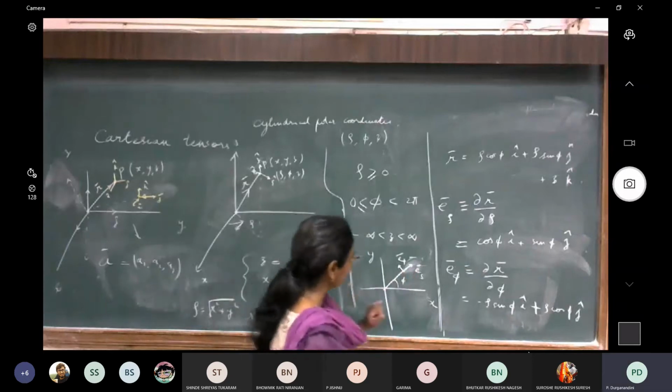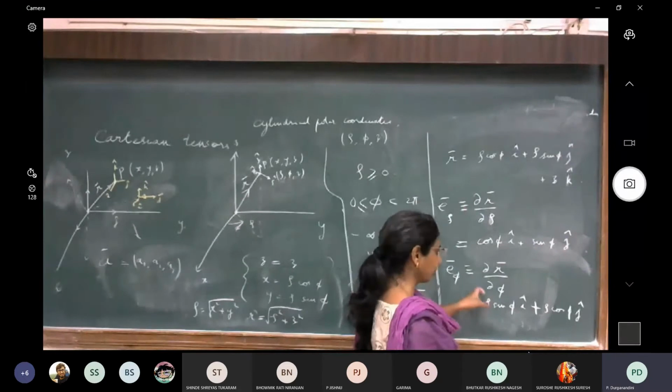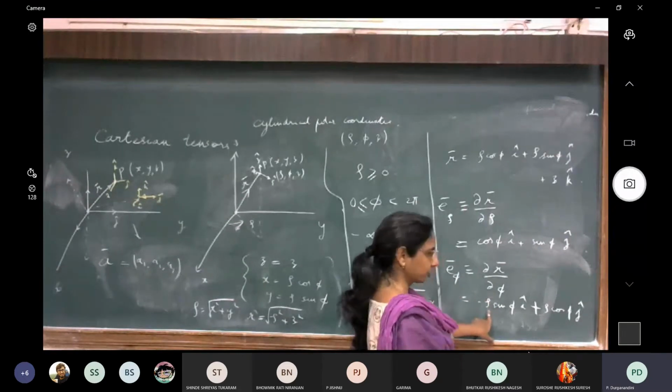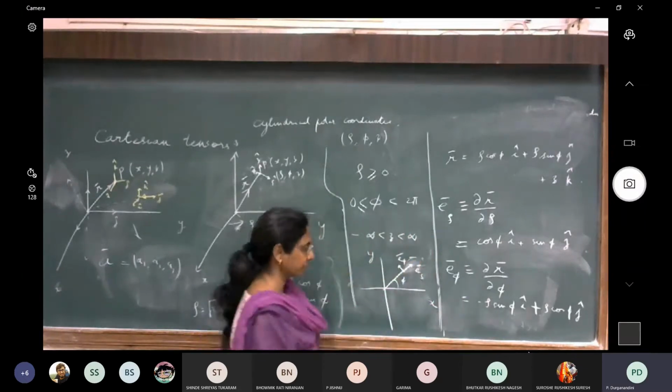And one thing more, you can see that E rho is a unit vector. On the other hand, this quantity is not a unit vector, because if you look at the magnitude of this, I'm going to get this as rho. So that is the first thing to observe, that there's a difference.